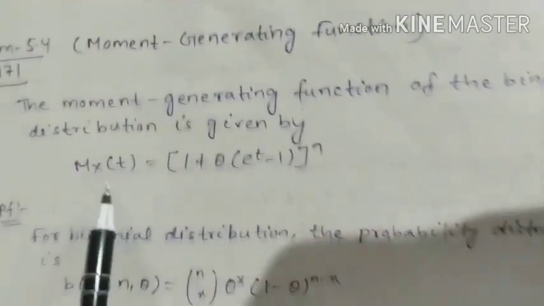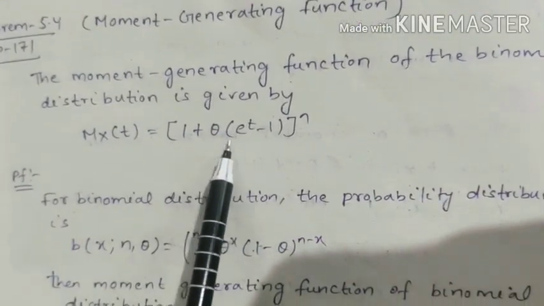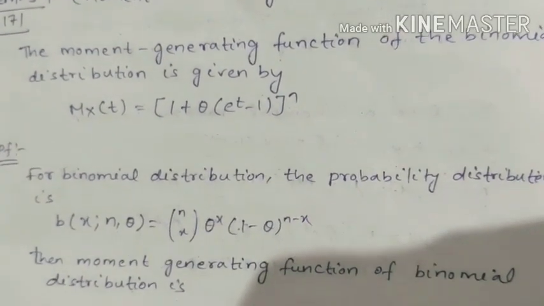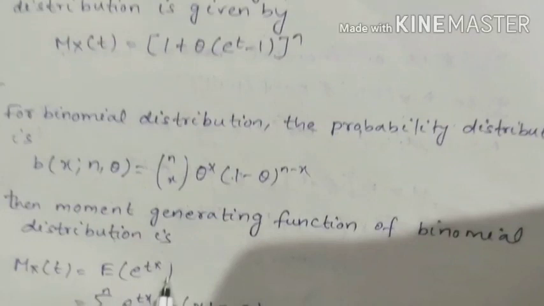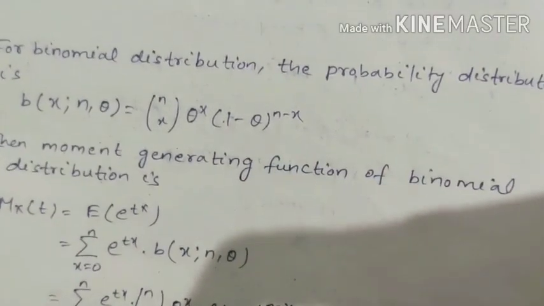Similarly, the moment generating function of the binomial distribution, M X of t, is equal to 1 plus theta into e to the t minus 1, the whole to the power n. How can you prove this? Now first, M X of t is E of e to the power tX, and put the binomial formula as given, and after that we get 1 plus theta into e to the t minus 1, the whole to the power n.